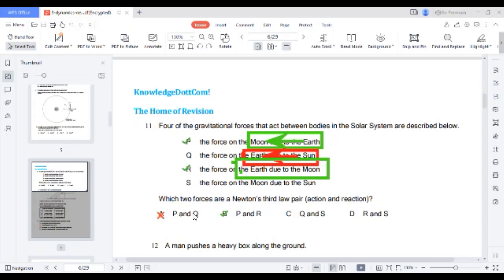The rest of them are forces, but not according to Newton's third law, in which action and reaction are present. In the red one, there is an action force, but its reaction force is not mentioned. In S, there is an action force, but not its reaction force. So that's why we are not going to consider them.